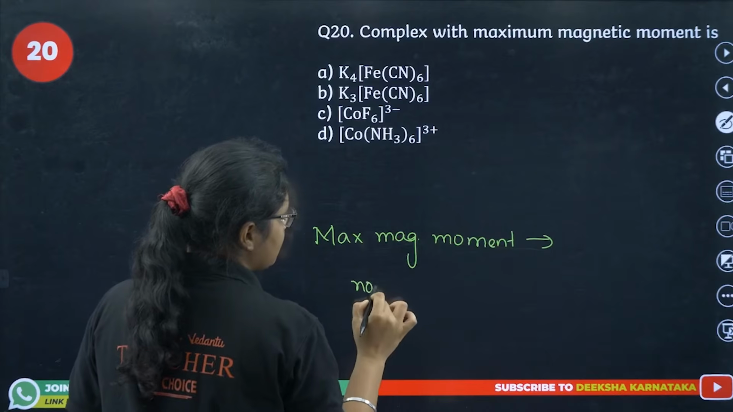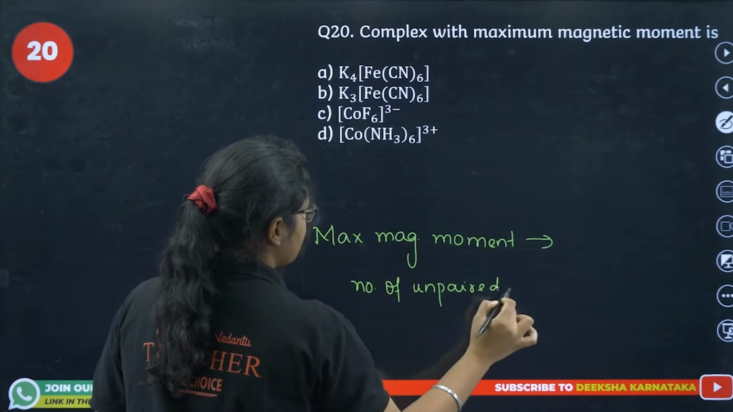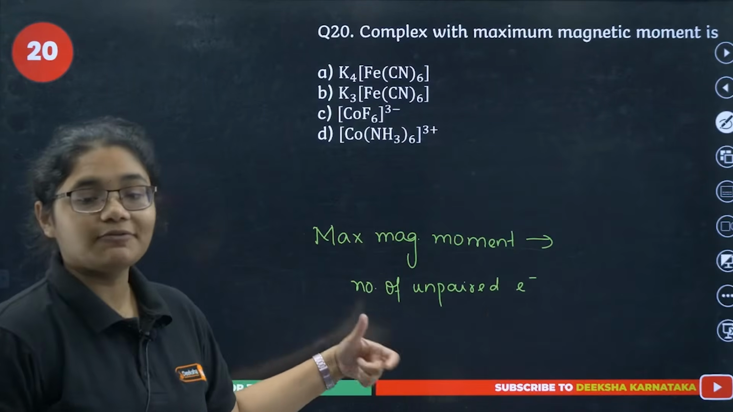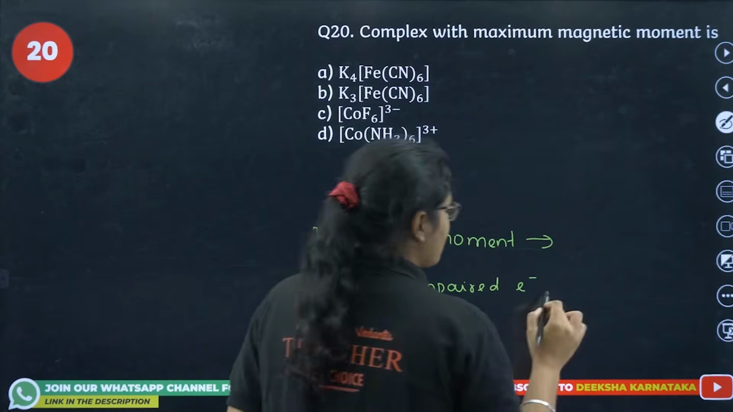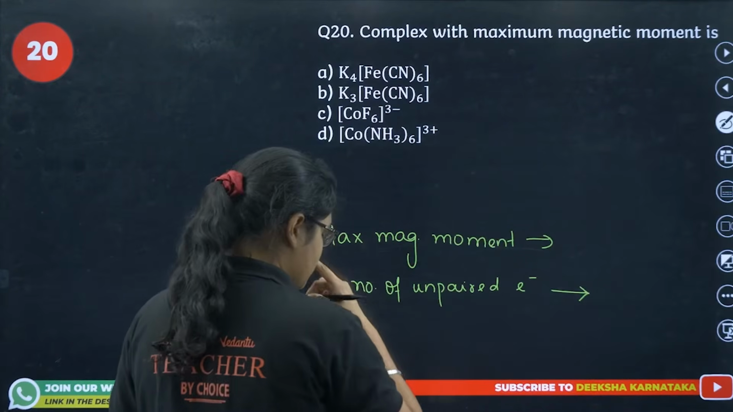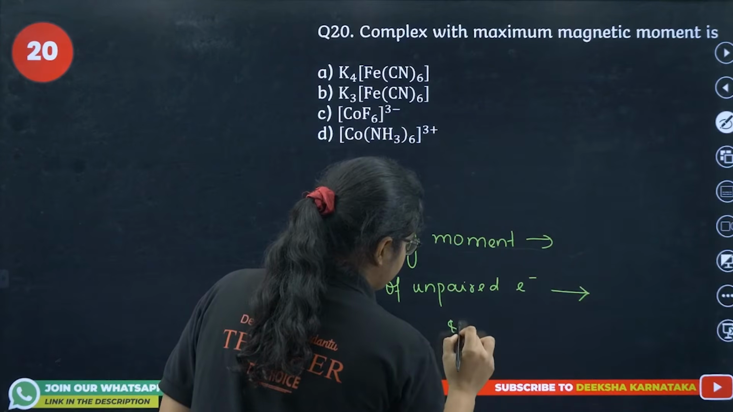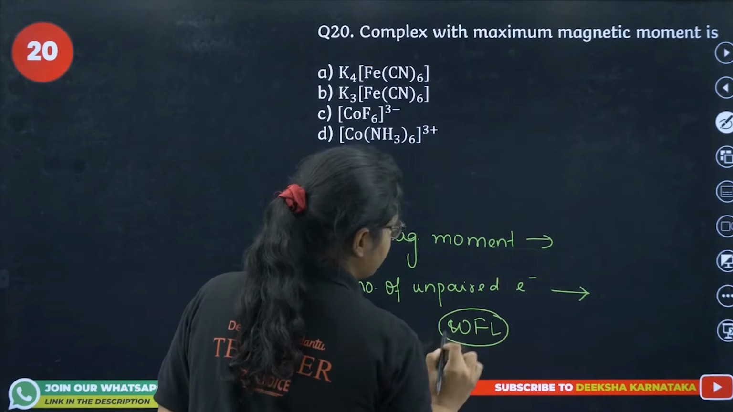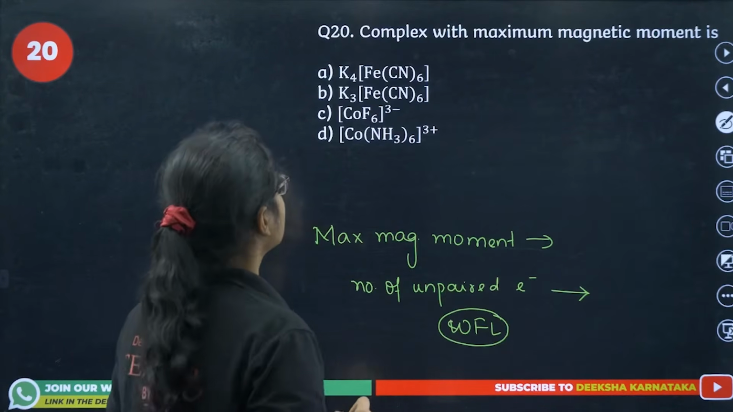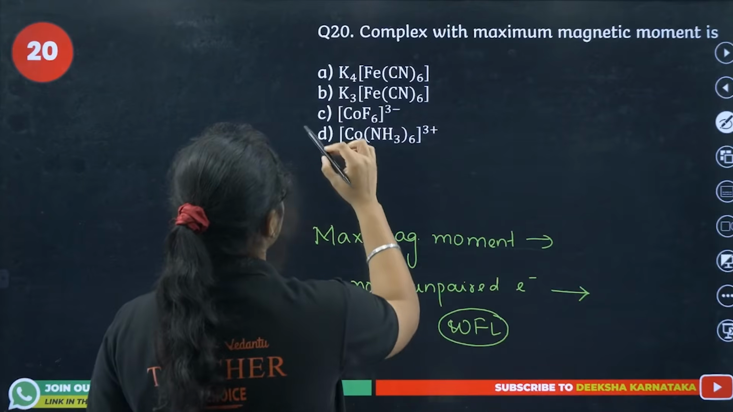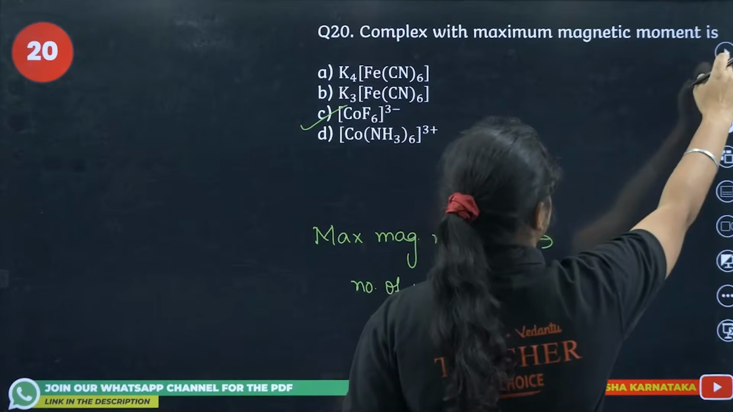Magnetic moment depends on the number of unpaired electrons. If the number of unpaired electrons is more, the magnetic moment will be more. Now, the number of unpaired electrons will be more in which case? In case of a weak field ligand. In case of a weak field ligand, there will be a maximum number of unpaired electrons and maximum magnetic moment. So here I can find a weak field ligand in the form of fluorine only. So option number C is the correct answer.